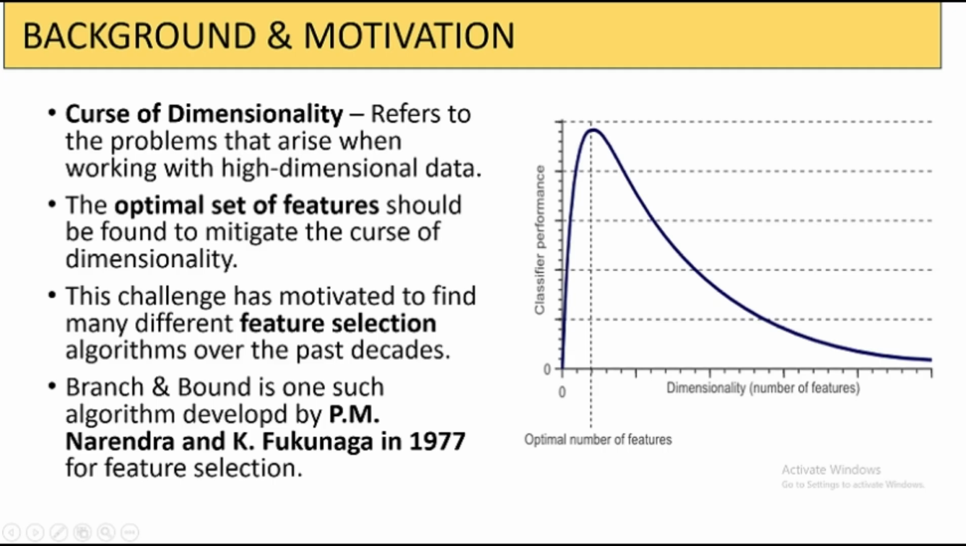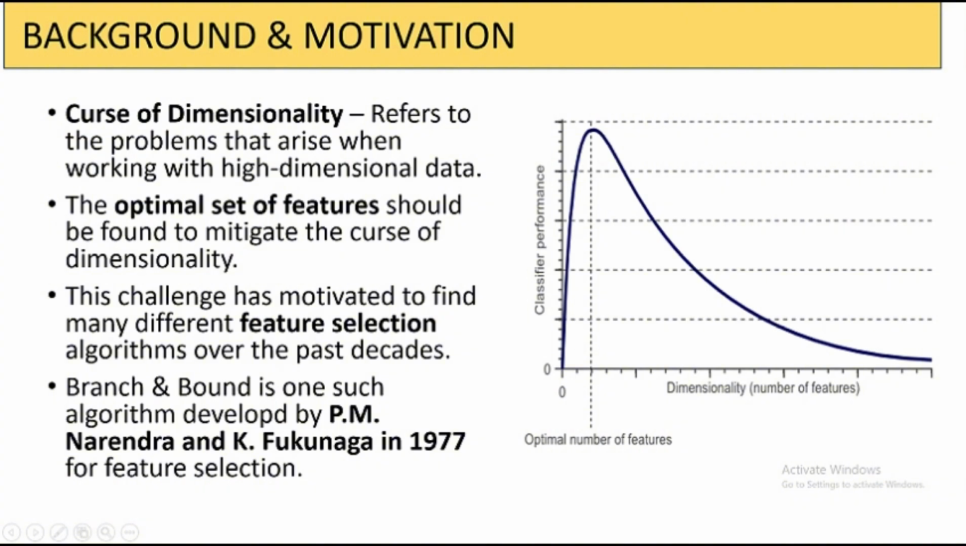So this graph shows the curse of dimensionality curve. The x-axis represents dimensionality or the number of features, whereas the y-axis shows the classifier performance. Initially the performance increases, but then if you keep on increasing the number of features, the performance decreases.